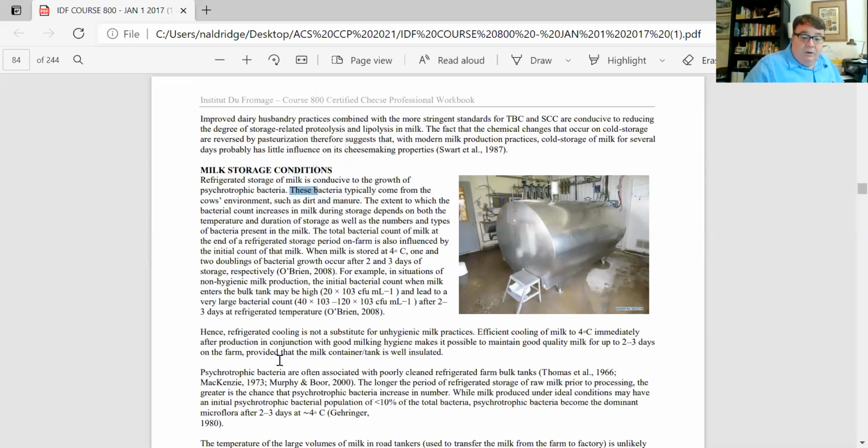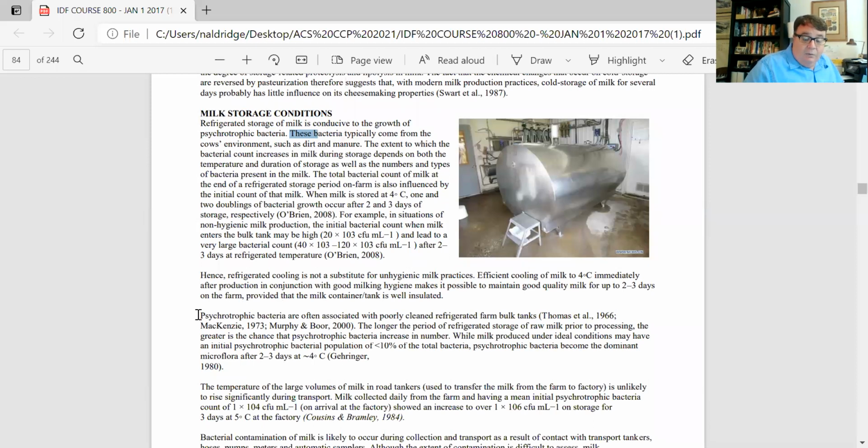And we're continuing on. And here, psychotrophic bacteria are often associated with poorly cleaned, refrigerated farm bulk tanks. So I would highlight that when studying the psychotrophic bacteria. But hopefully when you see all these words of all these bacteria, you need to know, where does it come from? How do we clean it? And also, what does it give you? So we're going to continue on now.